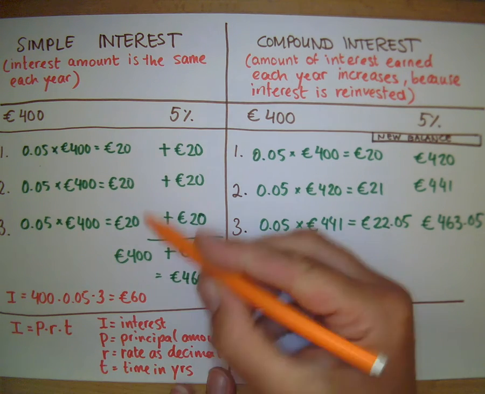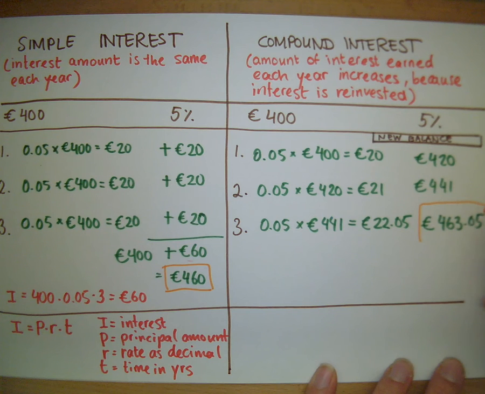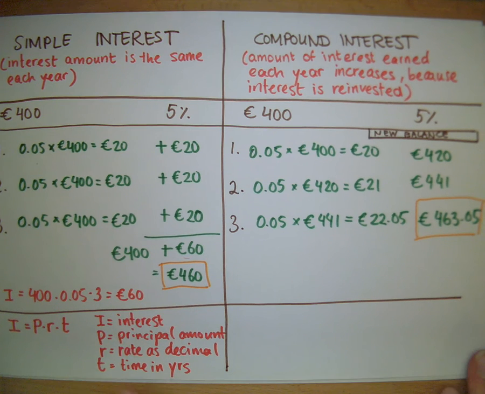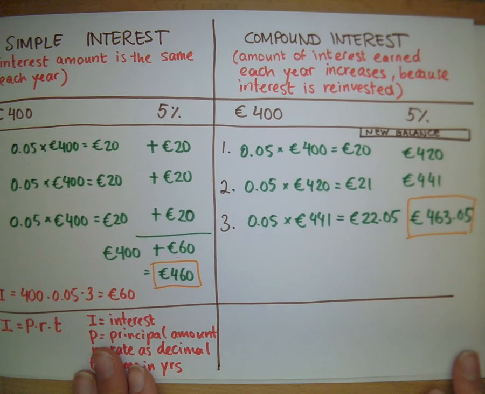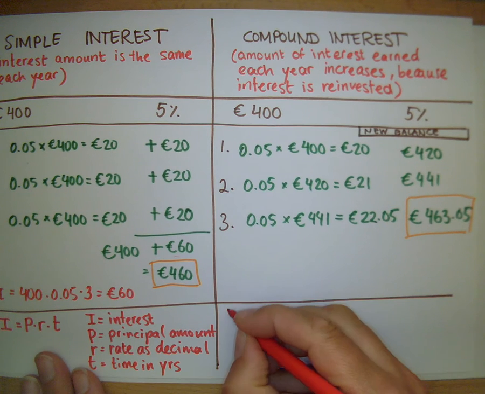So let's compare the total balance after 3 years. Compound interest, because the interest is reinvested, obviously gives you more money at the end, right? Now, do I have a nice formula for this type of interest as well? Yes, I do. And it looks like this.